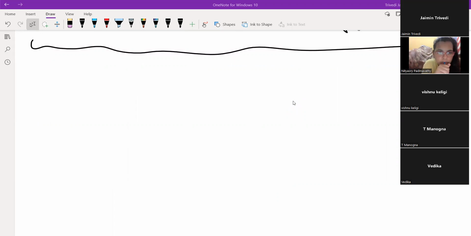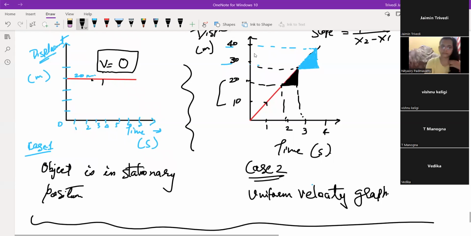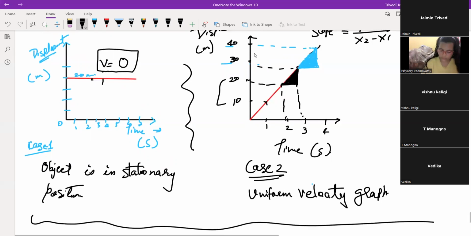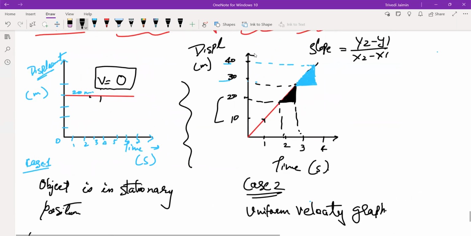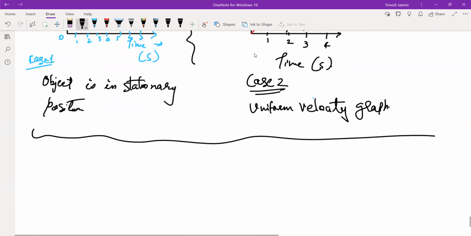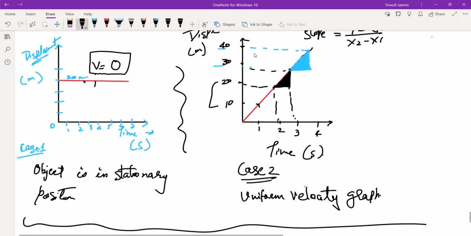Now, some graphs we are going to see. What we drew earlier was a constant graph, the uniform velocity graph. It's increasing uniformly. And there is the zero velocity graph. The object is at a stationary position. These two graphs are clear, right? Because I'm going to give you some difficult graphs now.